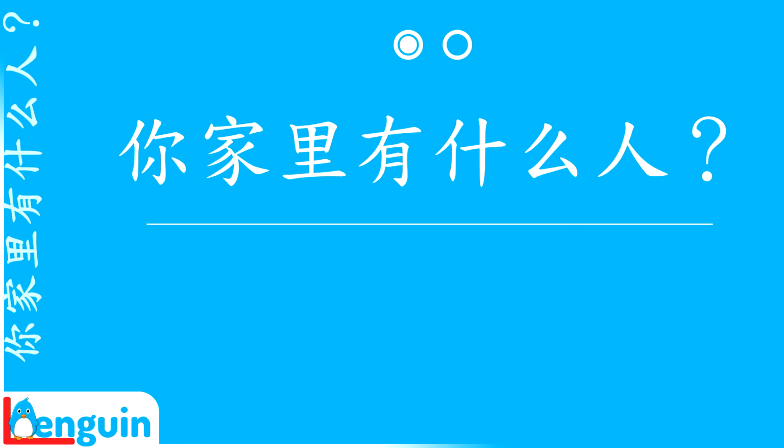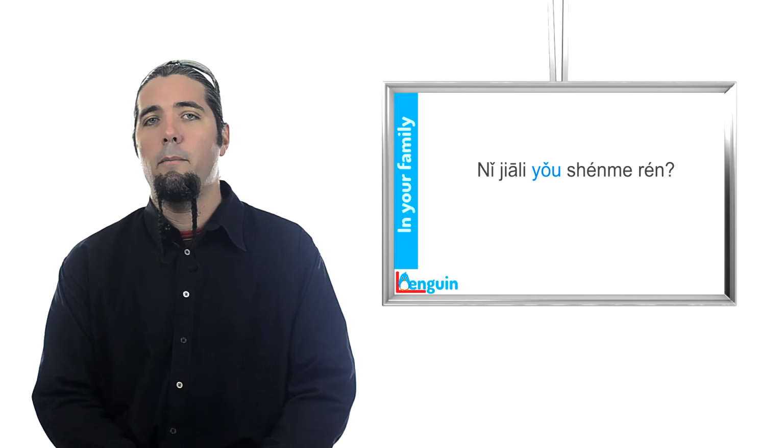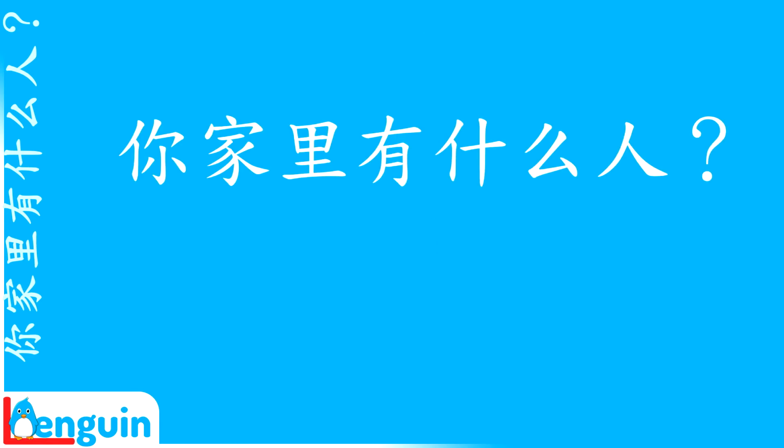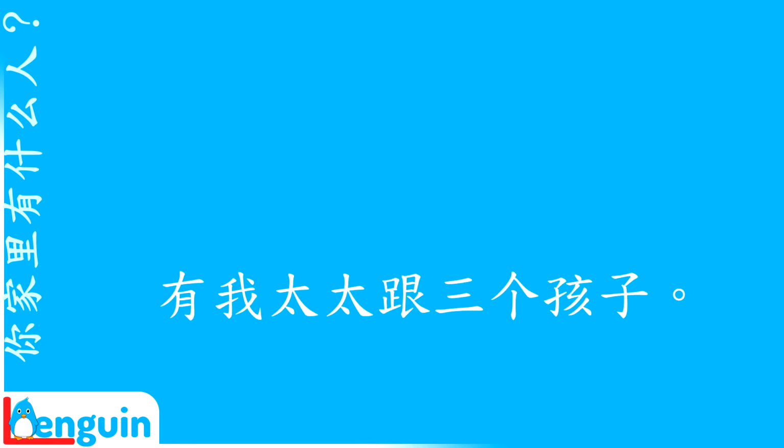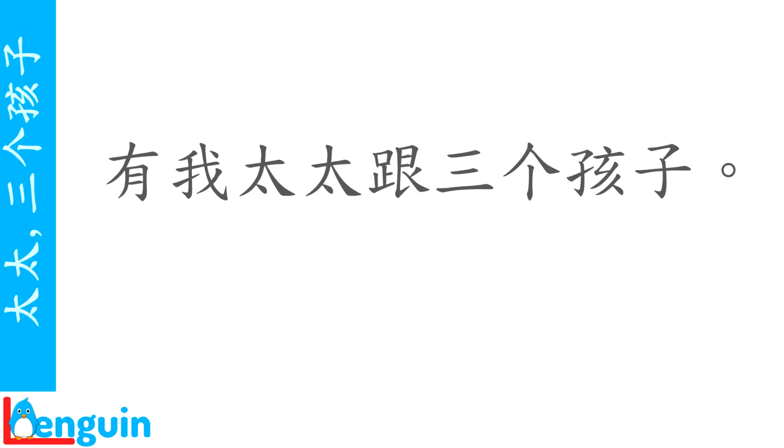Repeat, what people are there in your family? 你家里有什么人？ As you've learned, the verb 有 means to have. It also has another meaning, that of existence. There is. The question 你家里有什么人？ is literally, in your family, there are what people? How do you say, what people are there in your family? 你家里有什么人？ Try it again. 你家里有什么人？ 有我太太跟3个孩子。 Let's listen to the answer again.